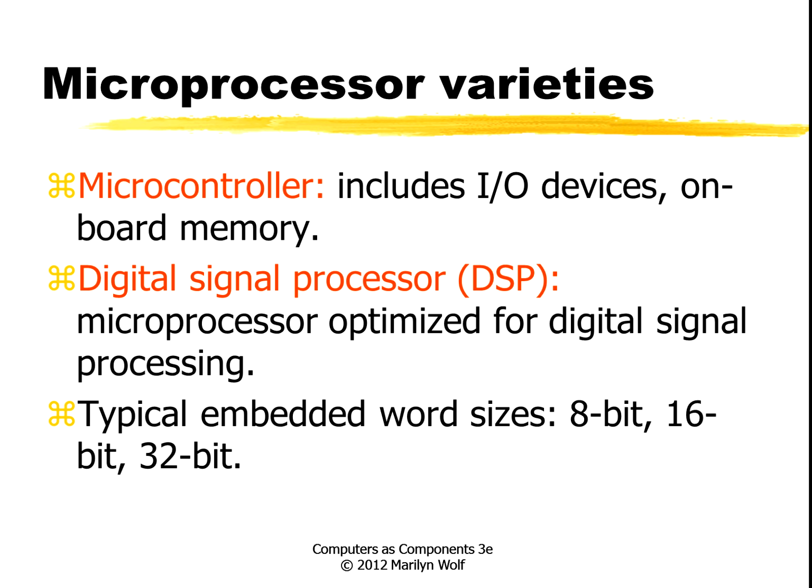So we'll see a couple of terms when we talk about the hardware we use. A microcontroller usually means a single chip system that includes the processor, I/O devices, and some memory. A digital signal processor, or DSP, is a microprocessor optimized for digital signal processing, and we'll talk later about what that means. Now you'll see a wide variety of sizes of embedded computers in embedded systems.